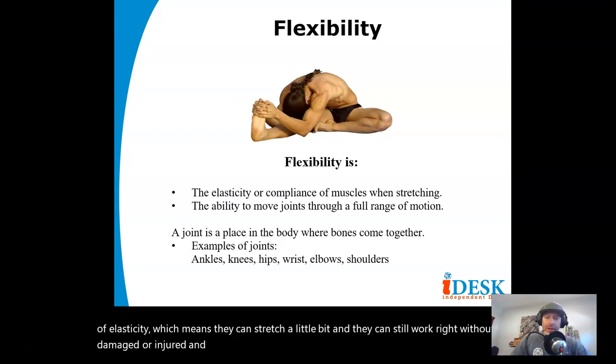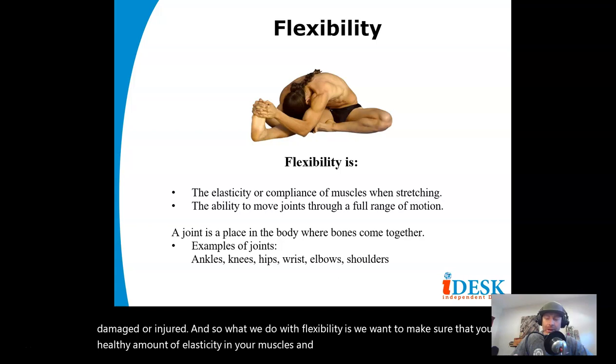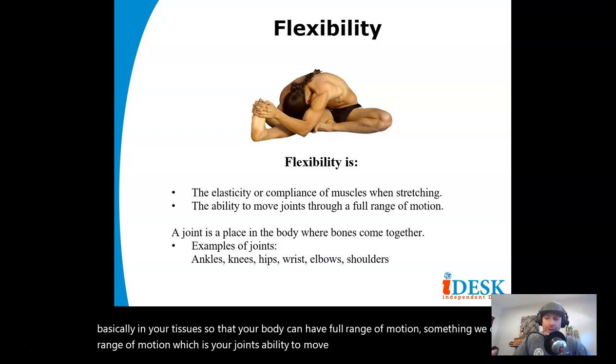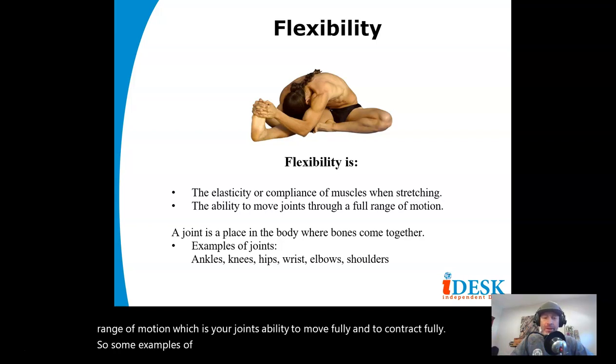And so what we do with flexibility is we want to make sure that you have a healthy amount of elasticity in your muscles, in your tendons, in your ligaments, and in your tissues, so that your body can have full range of motion, which is your joints' ability to move fully and to contract fully. A joint is basically any place in your body where two bones come together.